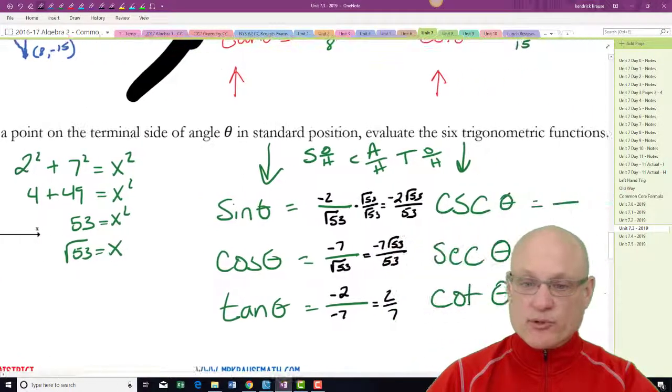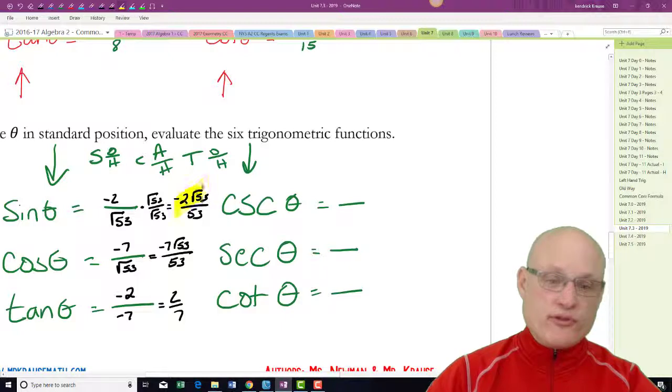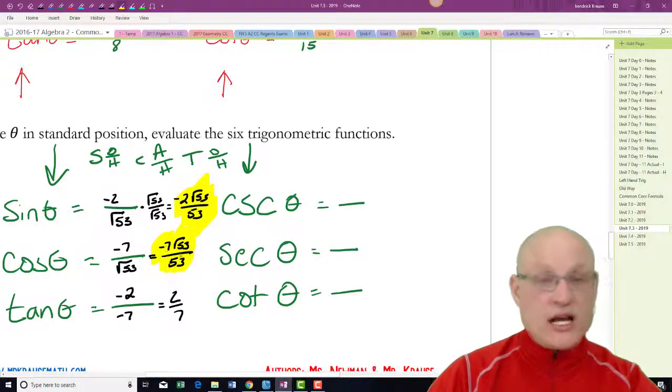Now we take the reciprocals. Now, I'm not going to take the reciprocal of these two because that would be kind of dumb.